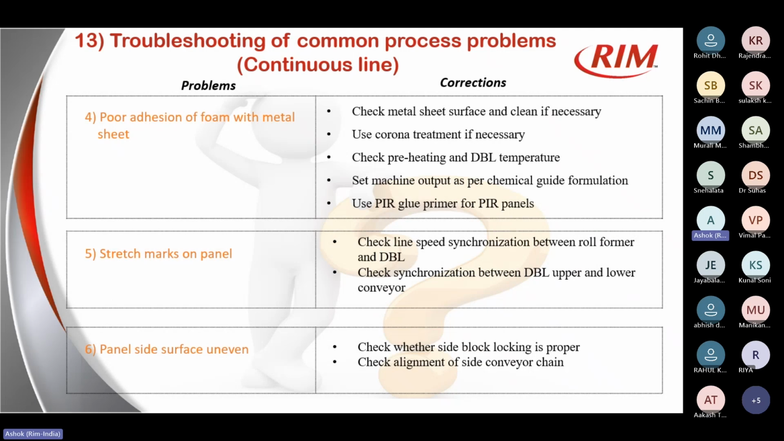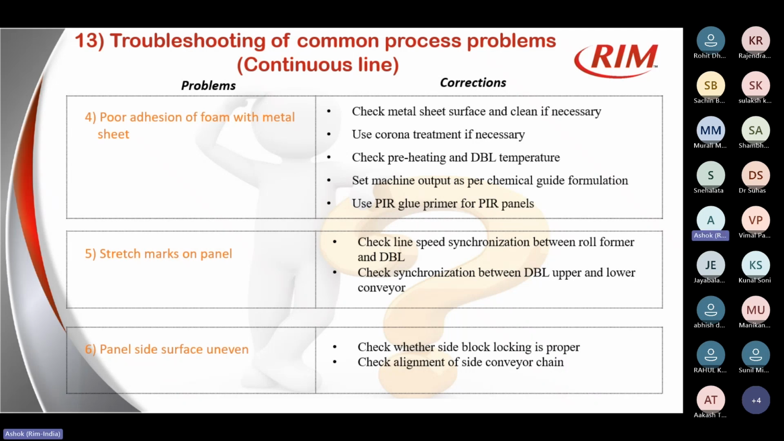You have to check the preheating temperature; if it is too low, it also plays a part. Double belt temperature also has to be checked and adjusted accordingly. The machine output has to be set as per the guide formulation. And for PIR panels, you have to use the PIR glue primer, which helps to improve the adhesion.